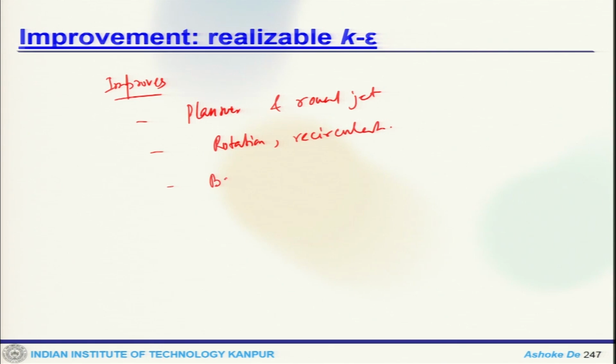So, the boundary layer undergoes strong adverse pressure gradient, and also strong streamline curvature. So, these are the improvements which are there for the realizable K epsilon model.